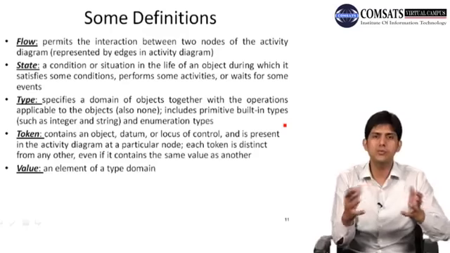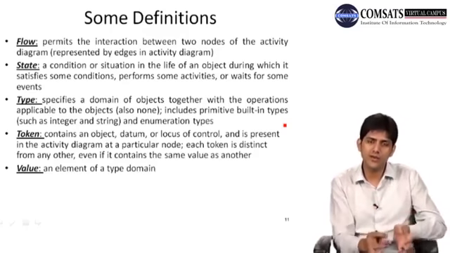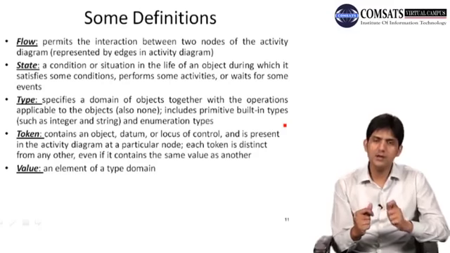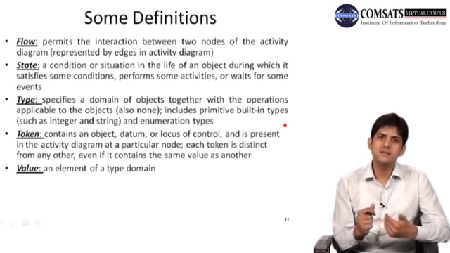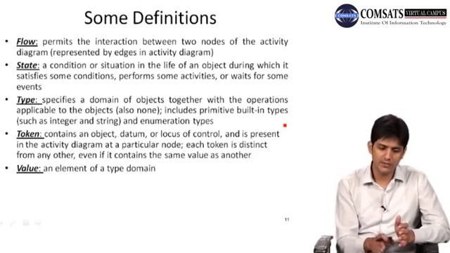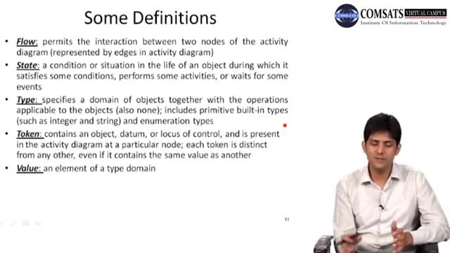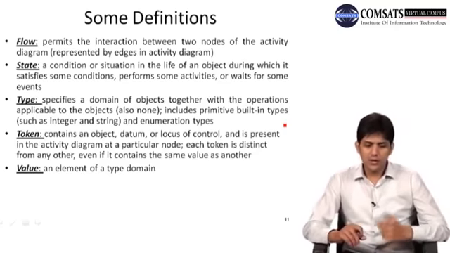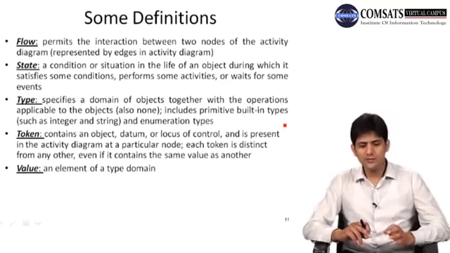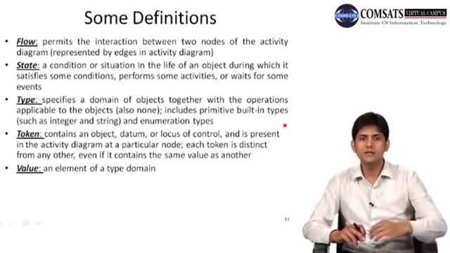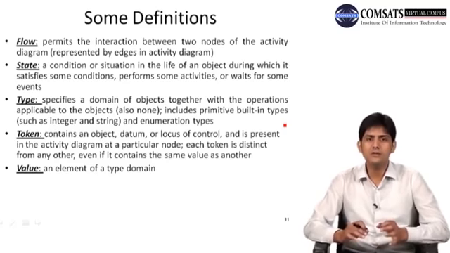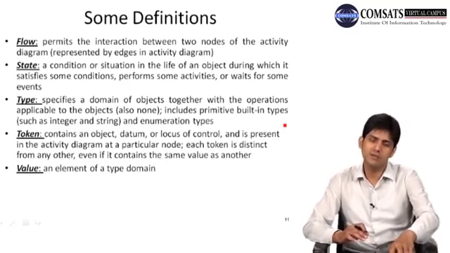So basically just control. By control we mean that we are shifting the control from one activity to the next one, and it is present in the activity diagram at a particular node. Each token is distinct from any other. So this is something that we need to realize, that each token is different from the other, even if it contains the same value as another. And what does a value mean? An element of our type domain. Okay, so for example, in the type we can have integers or strings, and the value of the integer or the string, that is what we mean by value here.